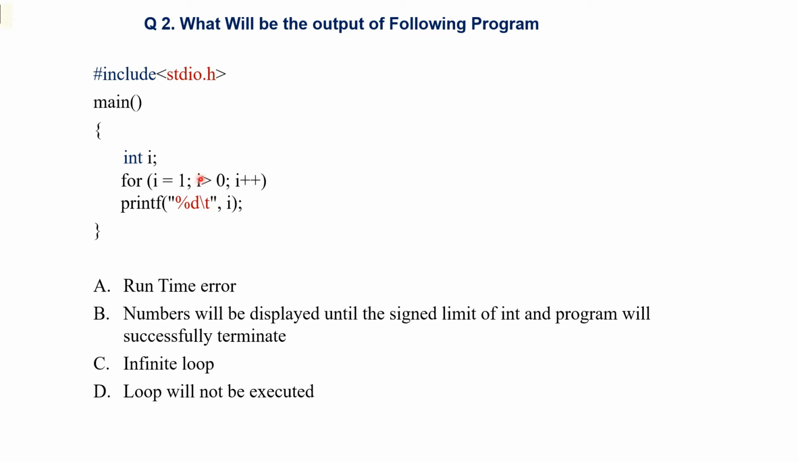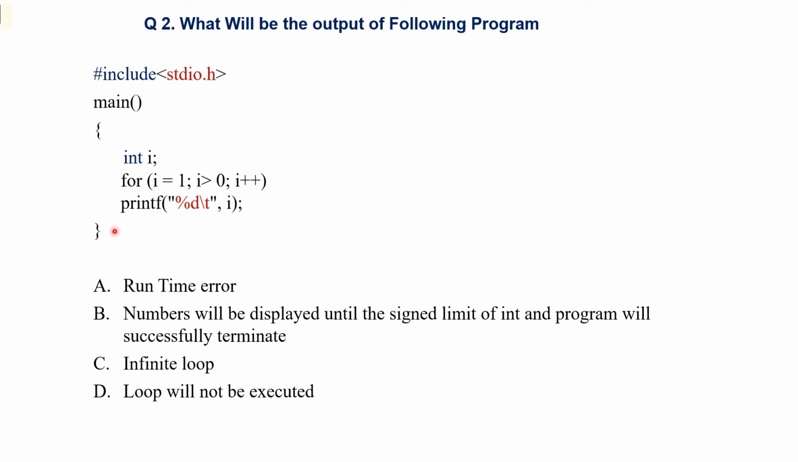So with this loop, firstly 1 will be displayed, 2, 3, 4, 5, up to 32767 will be displayed, and after that the value of I becomes minus 32768. The condition minus 32768 greater than 0 is going to be false, and at that time this loop will be broken and control will be transferred outside the loop.